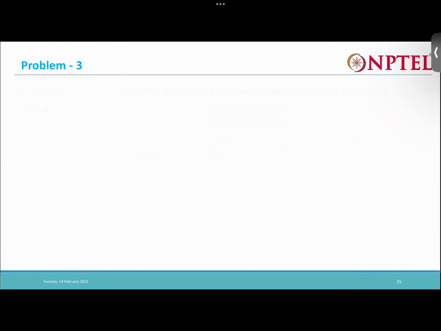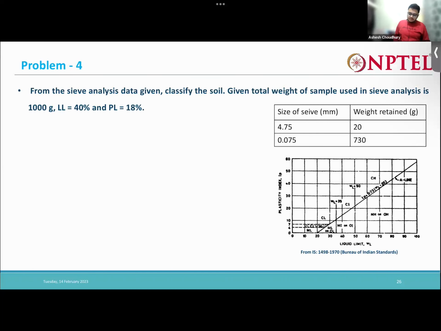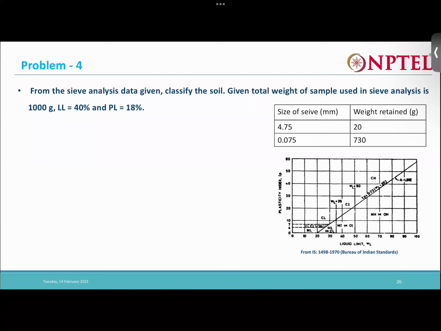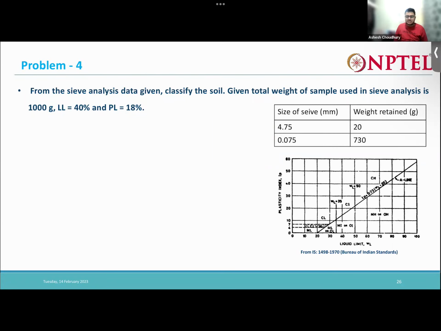So let us go to the next problem. Problem 4. From the sieve analysis data given, classify the soil. The total weight of the sample used in sieve analysis is 1000 gram. Also, the liquid limit and the plastic limit are given. The liquid limit is 40% and the plastic limit is 18%. Similarly, the first step is to find the percentage finer.